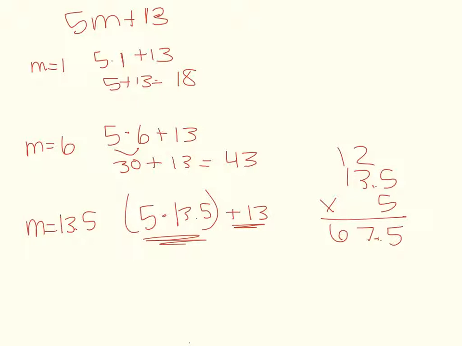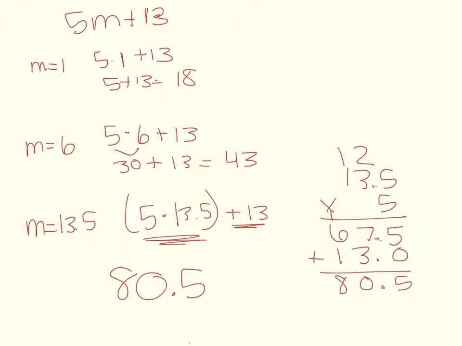Please do not make the mistake of putting 13 right here. That is wrong. You have to line up your decimals. So, line up my decimals. I just added a 0.0. I don't need that, but I just added it for fun. 5 plus 0 is 5. Obviously, it's getting late over here. 7 plus 3 is 10. And 80. So our answer for m, when m equals 13.5, our answer would be 80.5.